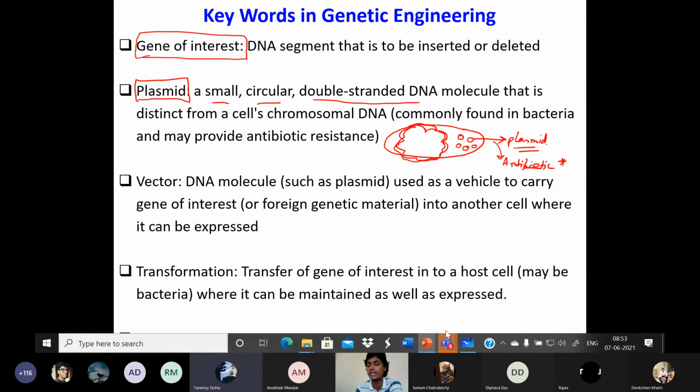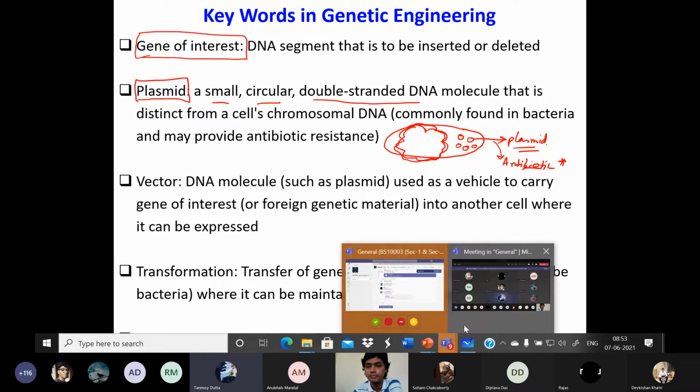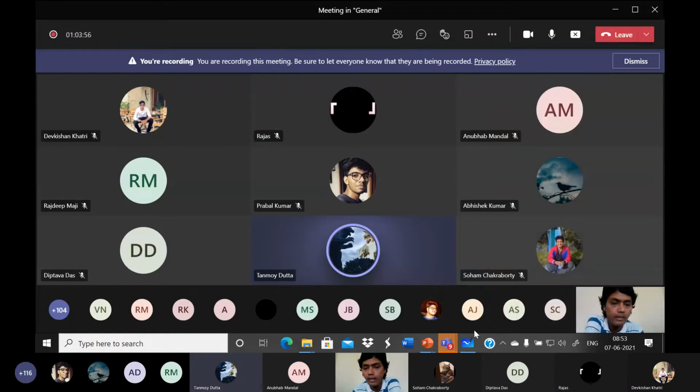Yeah. So many days ago, there was a disease, tuberculosis, and they actually talked about stage 1, stage 2. So they talked about antibiotic resistance. In the first stage, the antibiotic resistance was not developed much, but later on it developed more. So was this due to the plasmid? No, Tanmay. That is not because of plasmid.